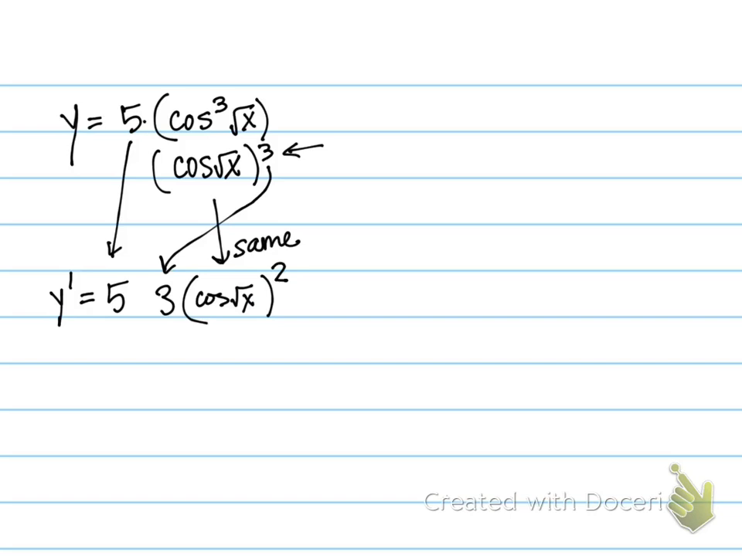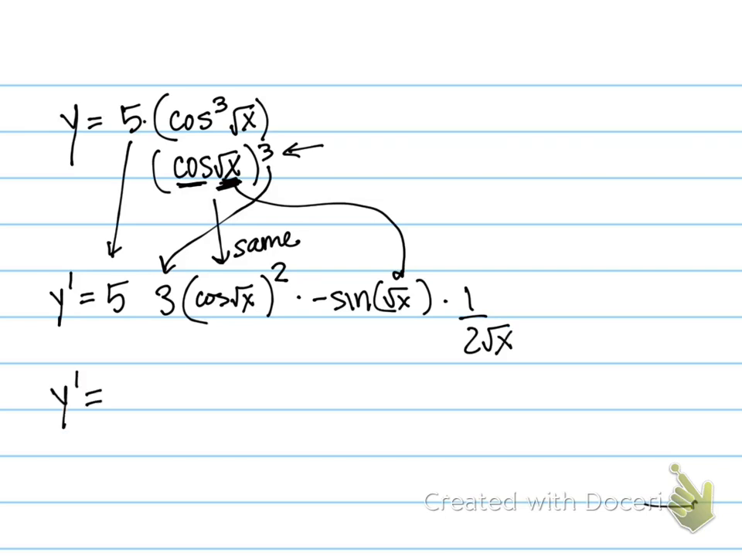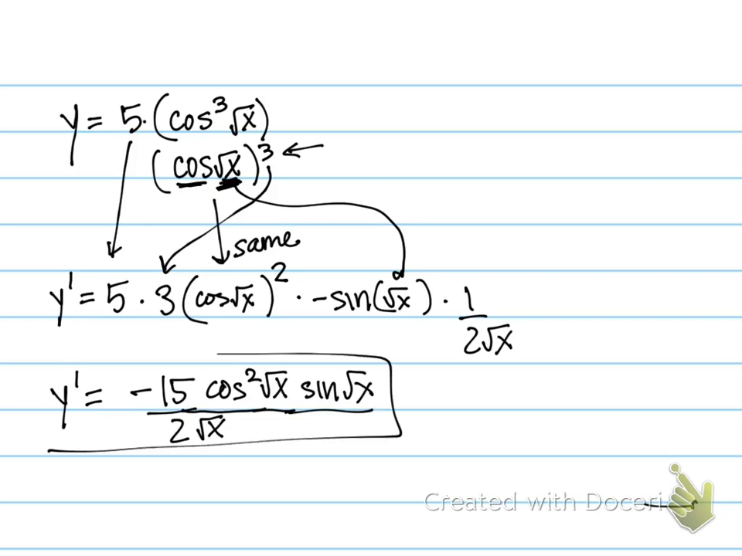The next part of the function is the cosine, because that square root of x is inside of the cosine. So the derivative of cosine is negative sine. Keep the inside the same. Well, the inside happens to be square root of x. And then the inside of that would be the derivative of square root of x, which is 1/2 square root of x. So the actual end answer is going to be negative 15 over 2 cosine squared x sine squared x all over 2 square root of x. Now these cannot cancel because they're all part of the trig function. So this is your final answer.